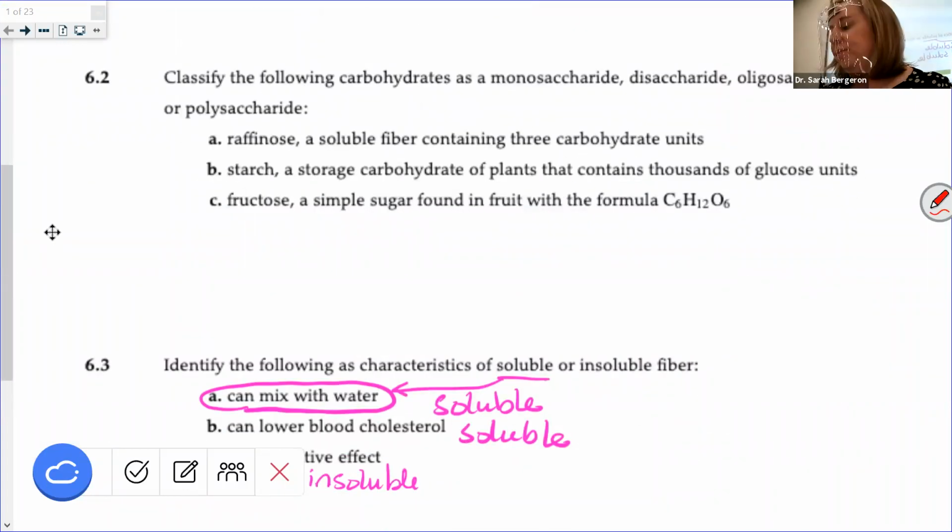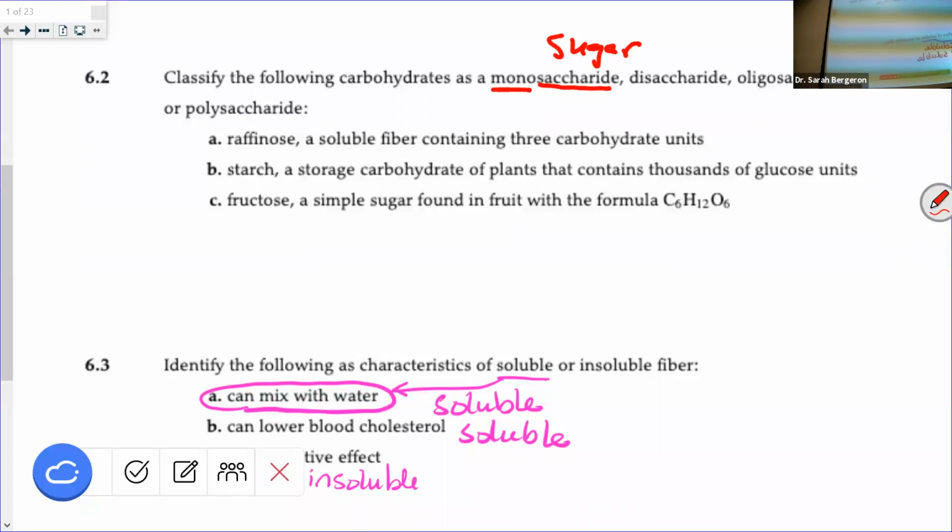Are we ready? Classify the following carbohydrates as monosaccharide, disaccharide, oligosaccharide, or polysaccharide. What does saccharide mean? It means a sugar. So what does mono mean? One sugar. How about di? What does disaccharide mean? Two sugars.